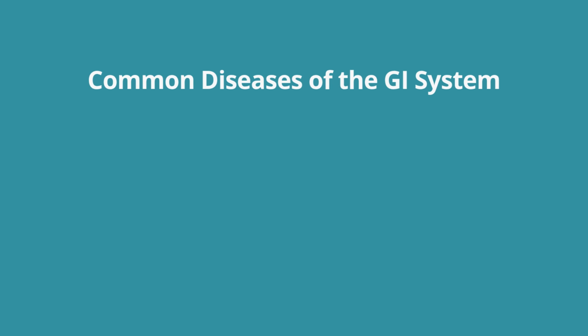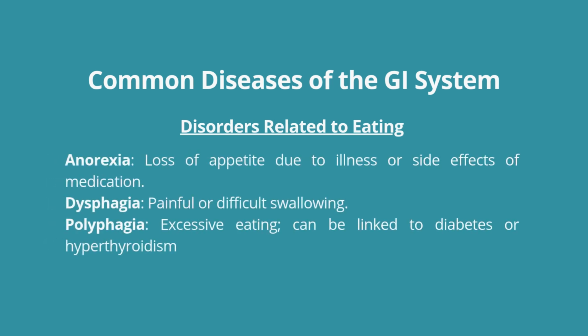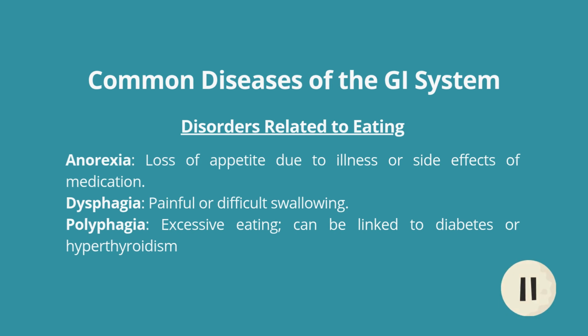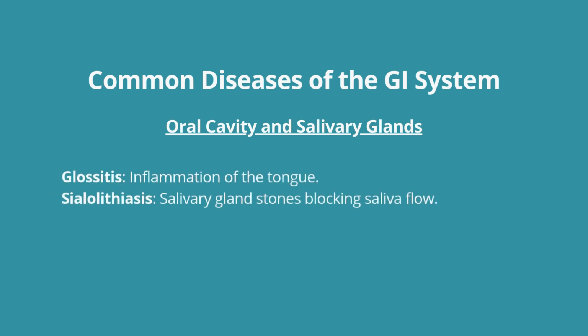Next, we're going to list the common diseases of the GI system, so please pause the video at any point when you need to review the definition of our term. Disorders related to eating include anorexia, dysphagia, and polyphagia. Disorders of the oral cavity and salivary glands include glossitis and sialolithiasis.